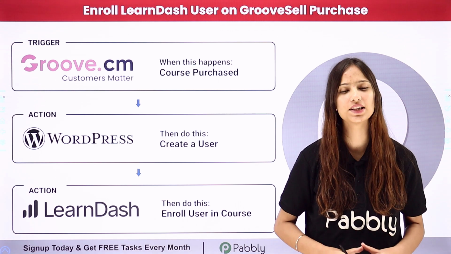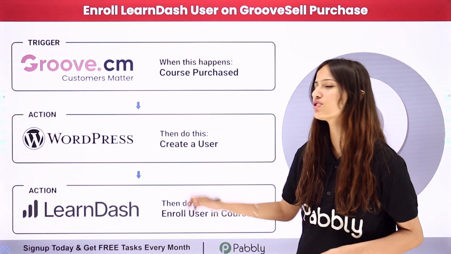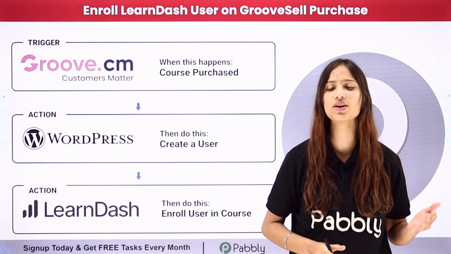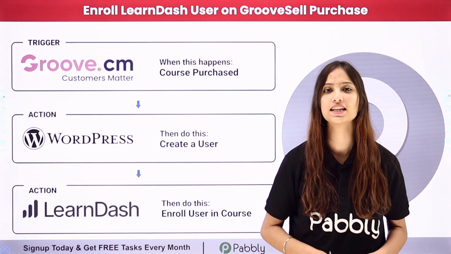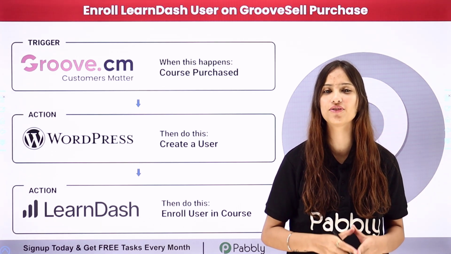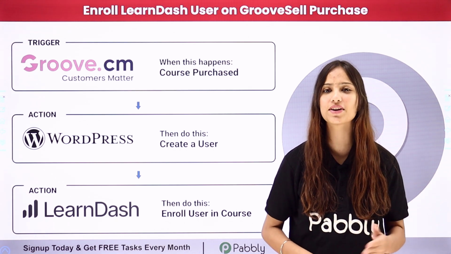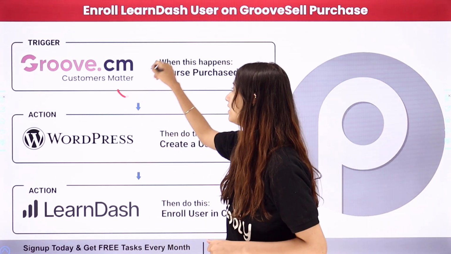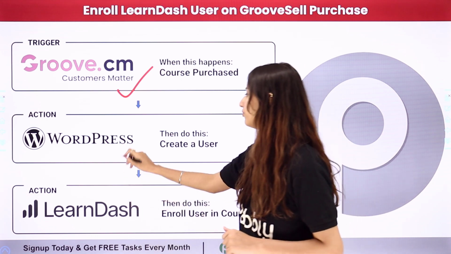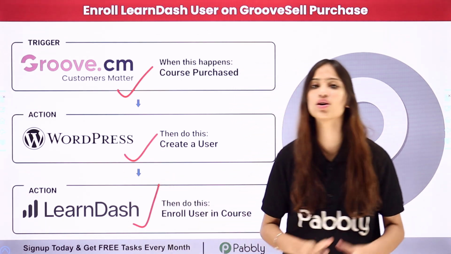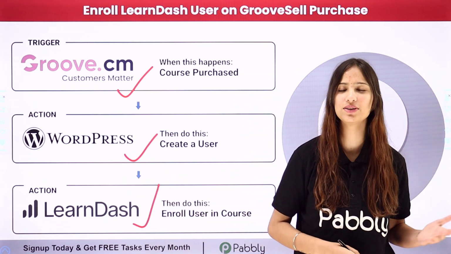So here to do this, I need to set up a connection between these applications, for which I'm going to use this amazing automation software that is Pabbly Connect. So Pabbly Connect follows the concept of trigger and action. So here my trigger application will be GrooveSell and my action application will be WordPress and LearnDash. So if you want to learn more about this, follow me through the screen.